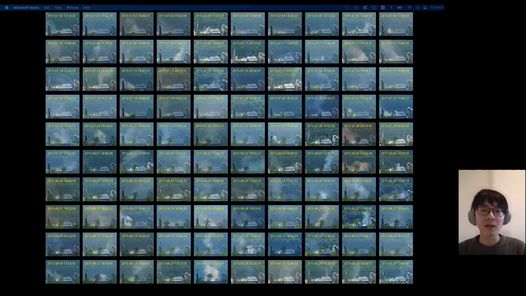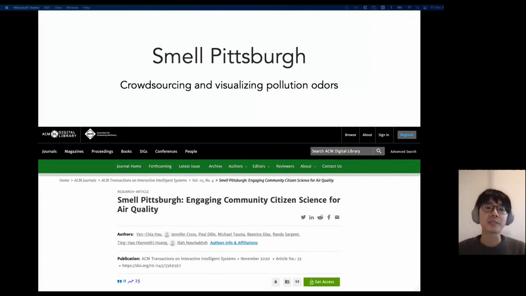A follow-up research based on the first one is called Smell Pittsburgh. This is a mobile application that we built to crowdsource and visualize pollution odors with the local people. This project has been going on for probably 5 years now. It was inspired by the previous project because there was a component in the system about collecting smell complaints. And at that time, when we were talking with community members, they usually described smell as a really important indicator of pollution.